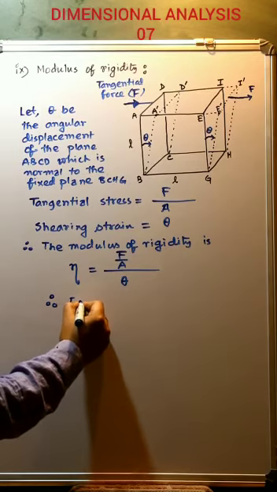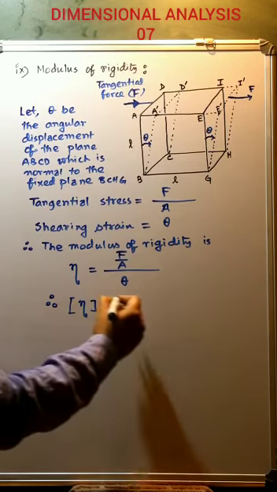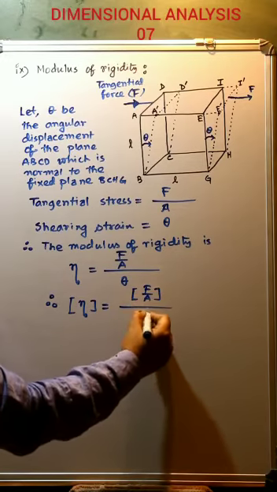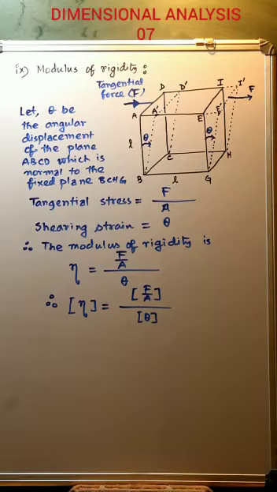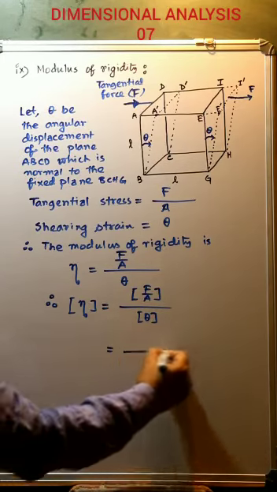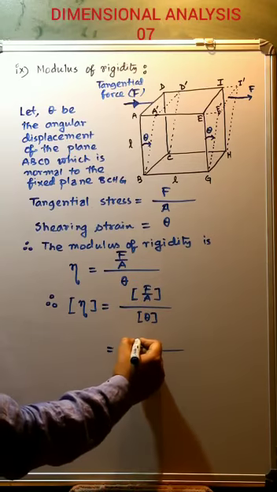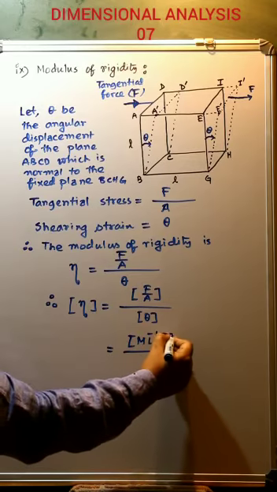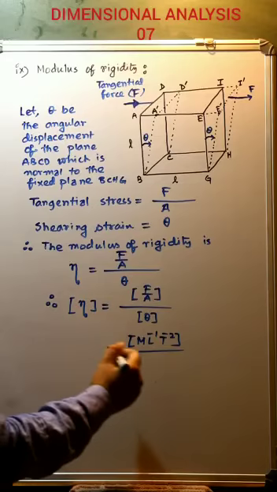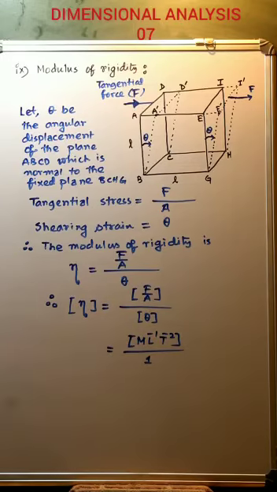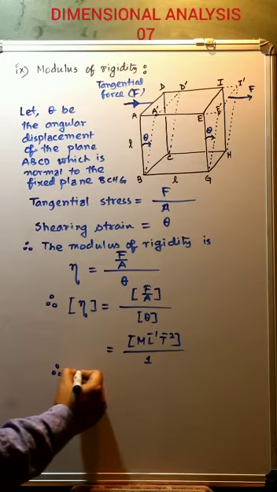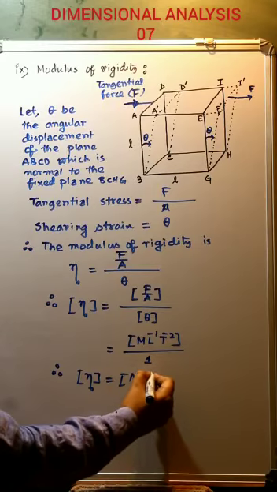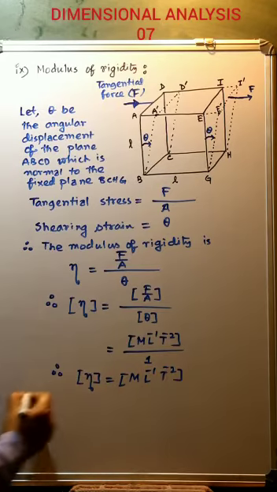Therefore, dimension of modulus of rigidity is equal to the dimension of tangential stress divided by dimension of shearing strain, or that angle. And we know that dimension of F by A is what? Equivalent to pressure, M L minus 1 T minus 2. And dimension of theta is 1, because theta is an angle which has no dimension. So finally we get the dimension of modulus of rigidity as M L minus 1 T minus 2.